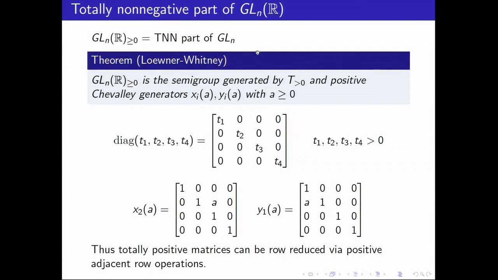One way you might think about it is that with totally positive matrices, you can row reduce your matrix just using these adjacent row reduction operations. So you don't need to jump over rows. You always add the i-th row to the (i+1)-th or the other way around, but you don't have to go from i to i+2.